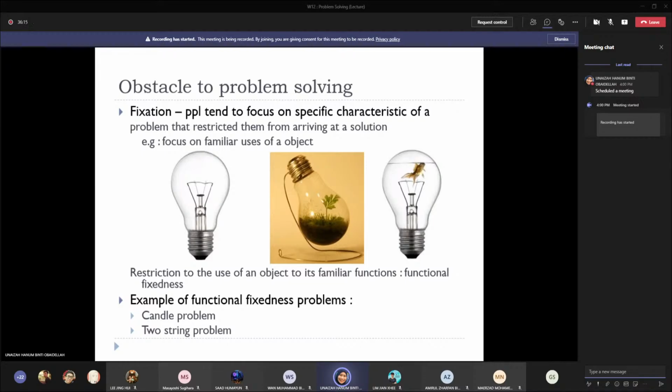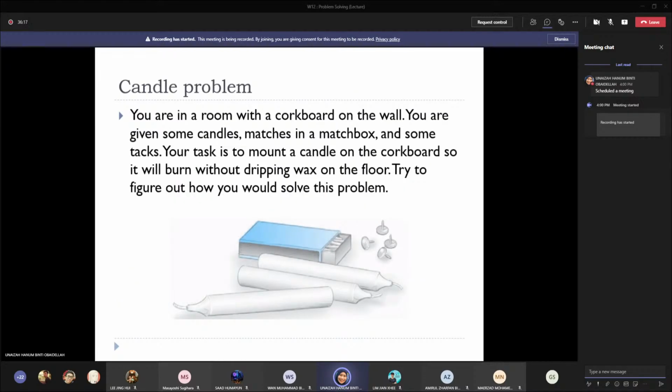So this is basically one of the issues that we always come across when thinking of the usage of a product. Now we're going to see how prevalent this can be. Now, you are in a room with a corkboard on the wall. You're given some candles, matches in a matchbox, and some thumbtacks, and your task is to mount the candle on the board so that it will burn without dripping wax on the floor. You're going to have to give me a solution of how we can best do this.